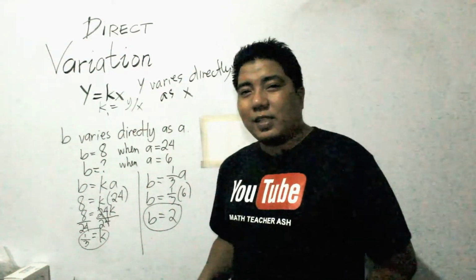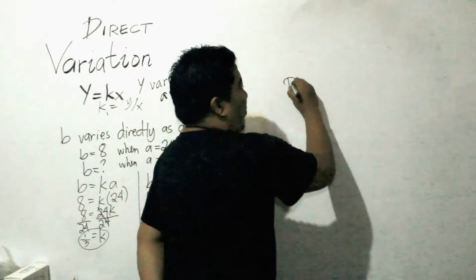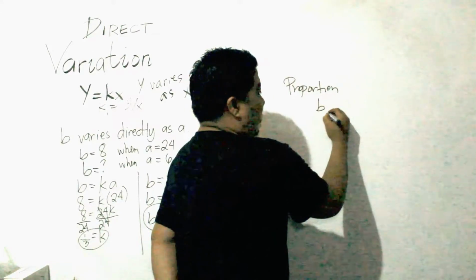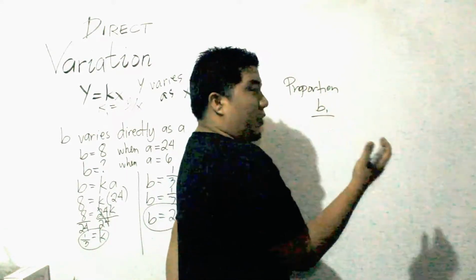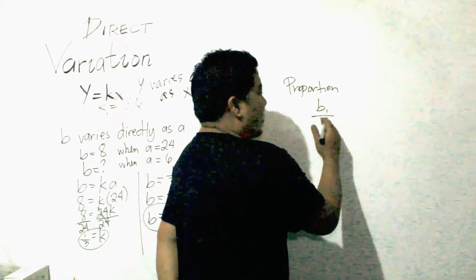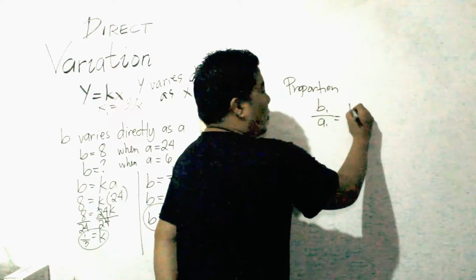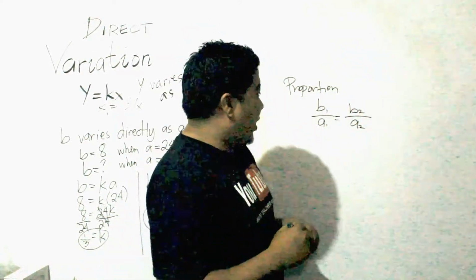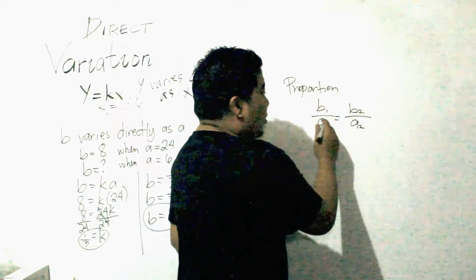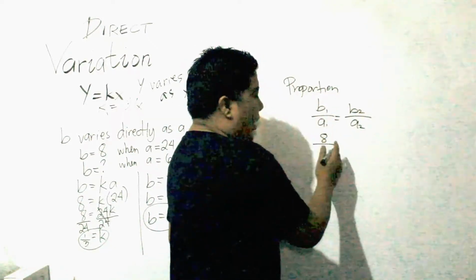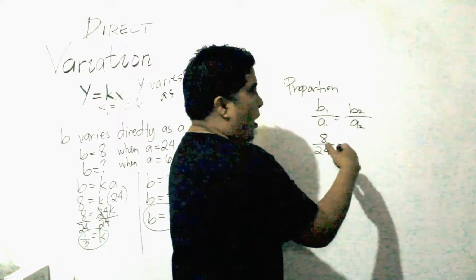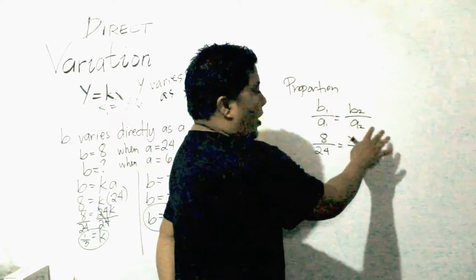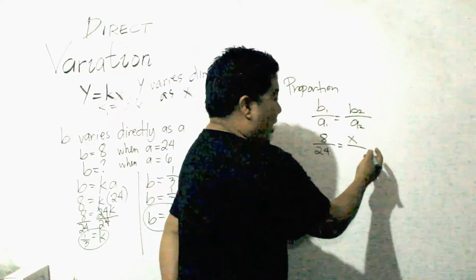Easy, right? Now, what is the second way? You can just use the proportion. So, how do you use the proportion? That is basically the first set of ratio, that is b sub 1 divided by a sub 1 is equal to b sub 2 over a sub 2. So now, what we do here is, we just need to substitute. So our first b is 8, our first a is 24. Our second b is unknown, that is x. And our second a is 6.